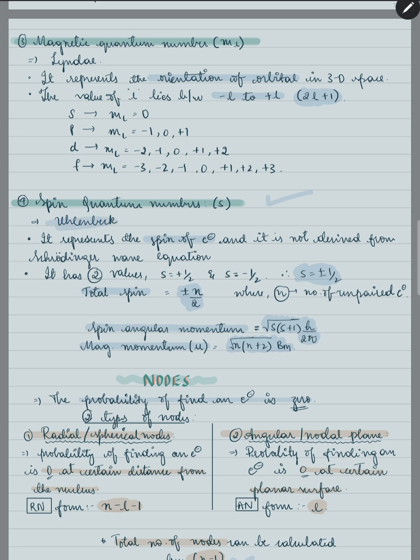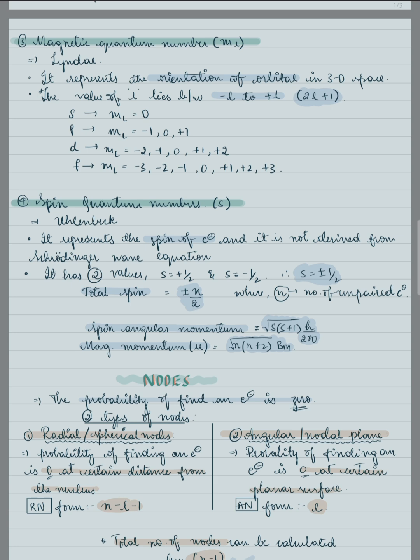It was given by Uhlenbeck and Goudsmit. It represents the spin of the electron, and it is not derived from Schrödinger. It's very important, guys: the above three, that is N, L, and ML, are derived from the Schrödinger wave equation, whereas this one is not. So basically, it has two values, that is S is equal to plus or minus half.